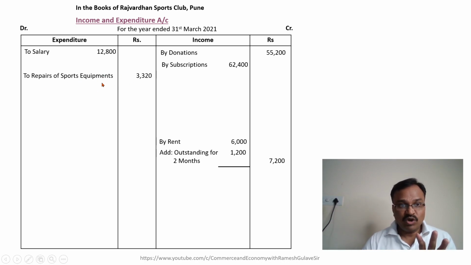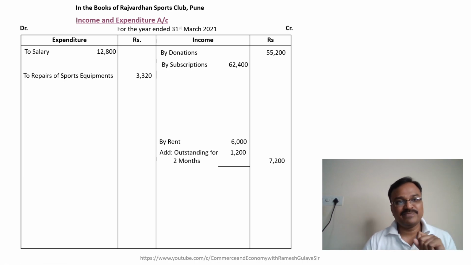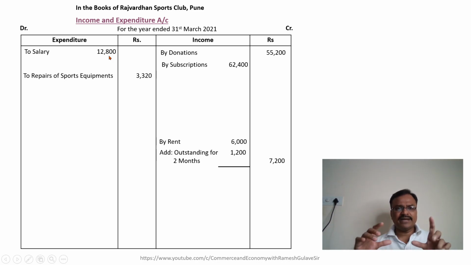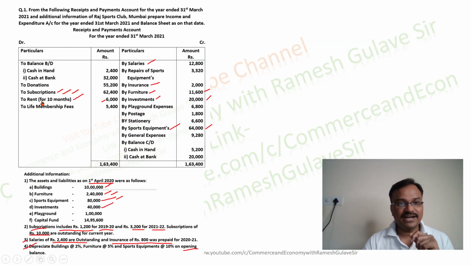See friends, the amount of repairs of sports equipment is recorded in the outer column because there is no adjustment on this point. But on salary, the previous item on this debit side, we have recorded the amount in the inner column because there is an adjustment on the salary, right? In this way, we have to mark the adjustments, keep space for those adjustments, and accordingly give the effects, right? Okay, let us move on to the next point.